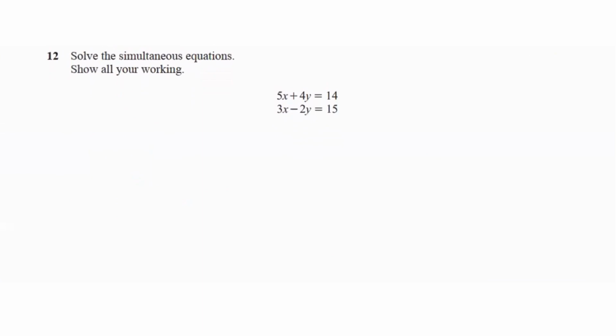Question 12 has a set of simultaneous equations and they want us to solve it. Find the value of x and y. I'm going to do the elimination method for this. For the elimination method, I'm going to pick a variable that I want to eliminate. I'm going to eliminate y. The reason is that if we compare the coefficients of y, in the first equation the coefficient is 4, and in the second equation the coefficient is 2. So if we multiply the second equation by 2, we can easily get rid of the variable.